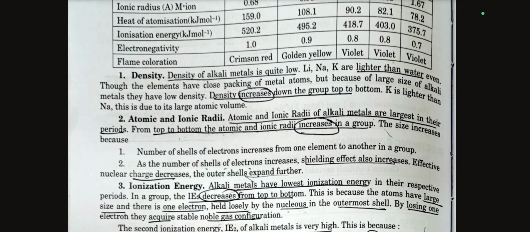Ionization energy. Alkali metals have the lowest ionization energy in their respective periods. In a group, the ionization energy decreases from top to bottom. This is because the atoms have large size and there is one electron held loosely by the nucleus in the outermost shell. By losing one electron, they acquire stable noble gas configuration.